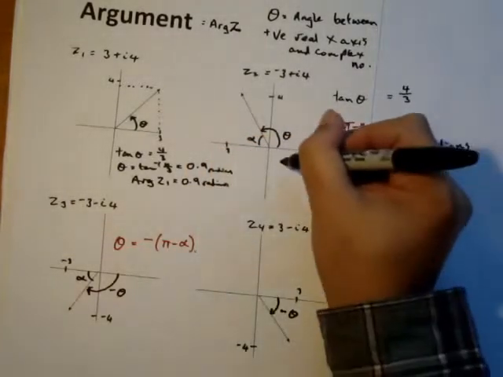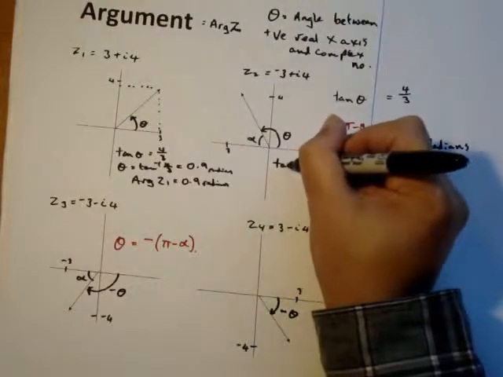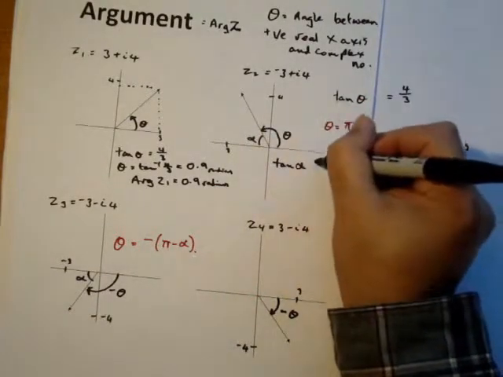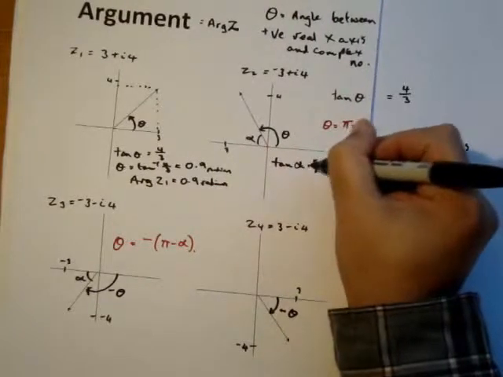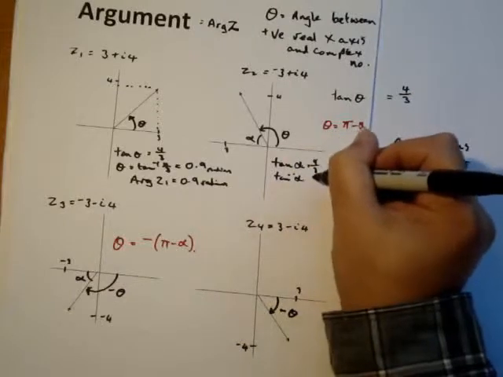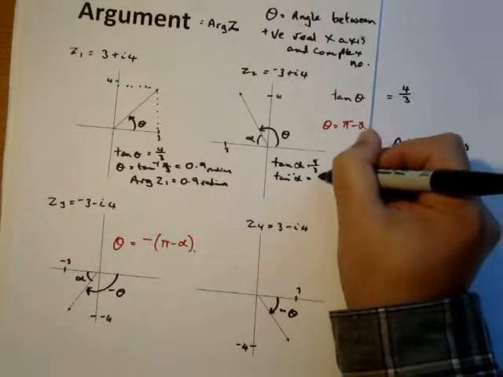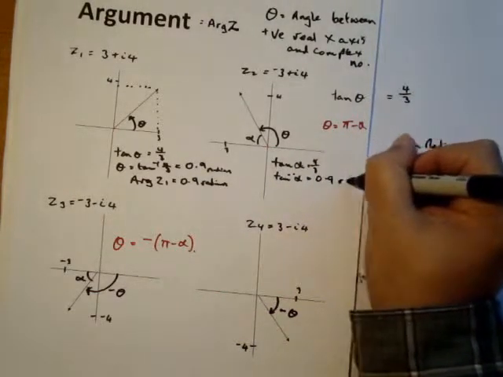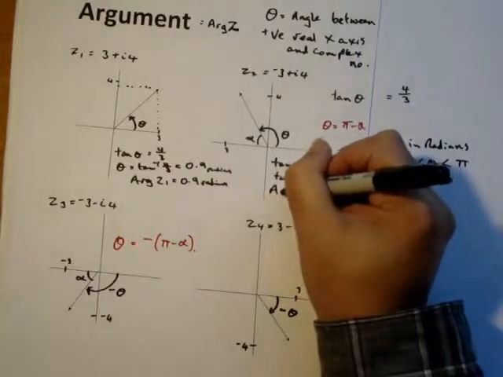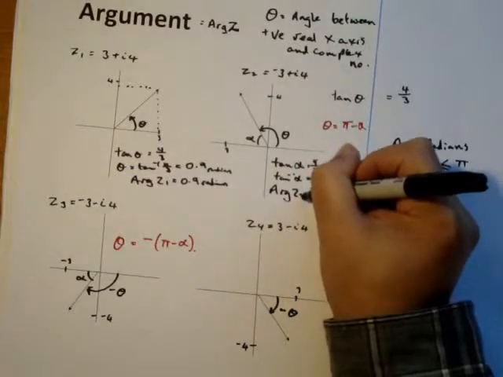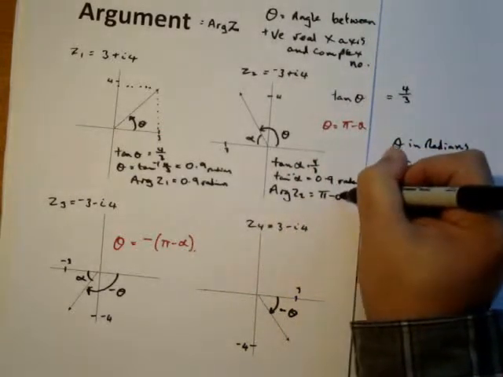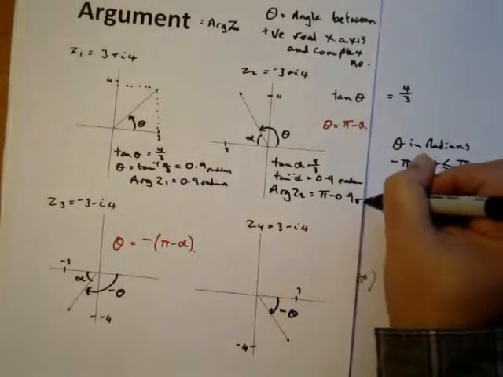In this case, first of all we need tan alpha, that's 4 over 3. So the inverse tan of 4 over 3 is 0.9 radians, and our arg z2 is pi minus 0.9 radians.